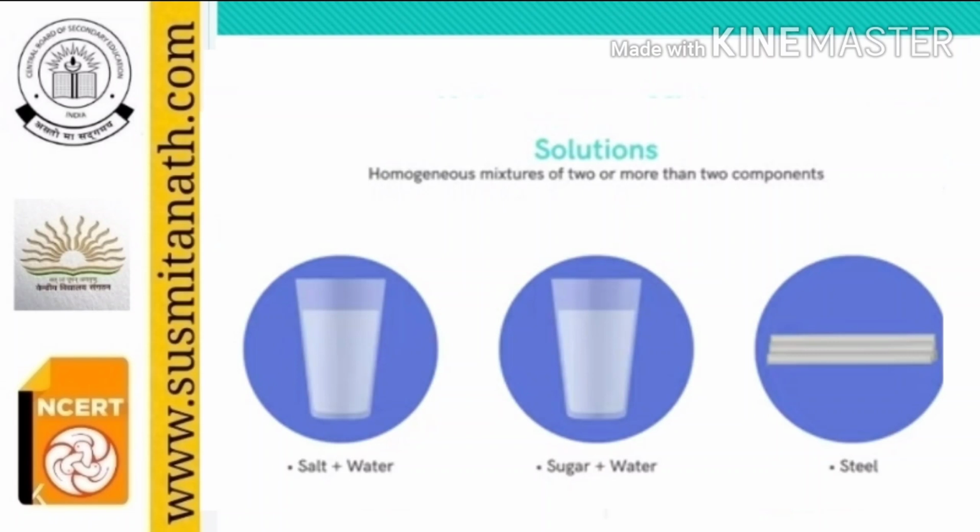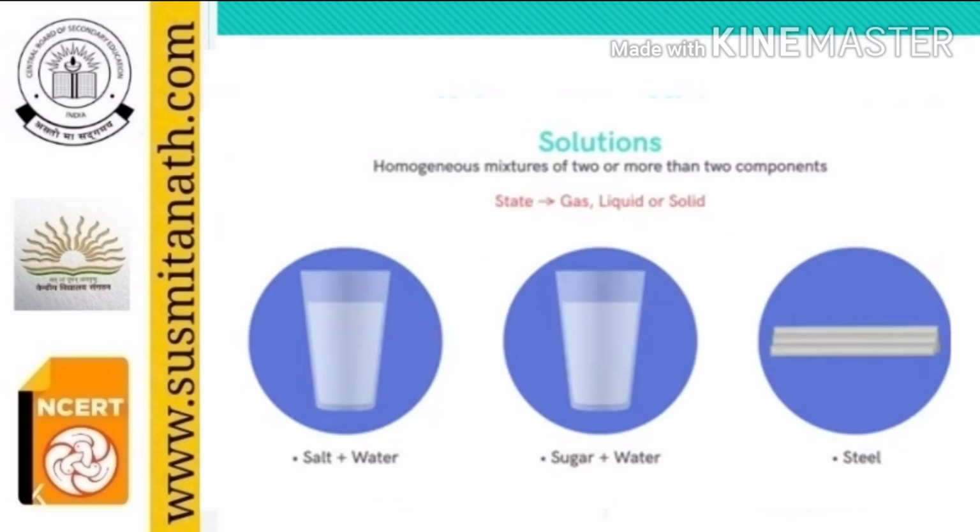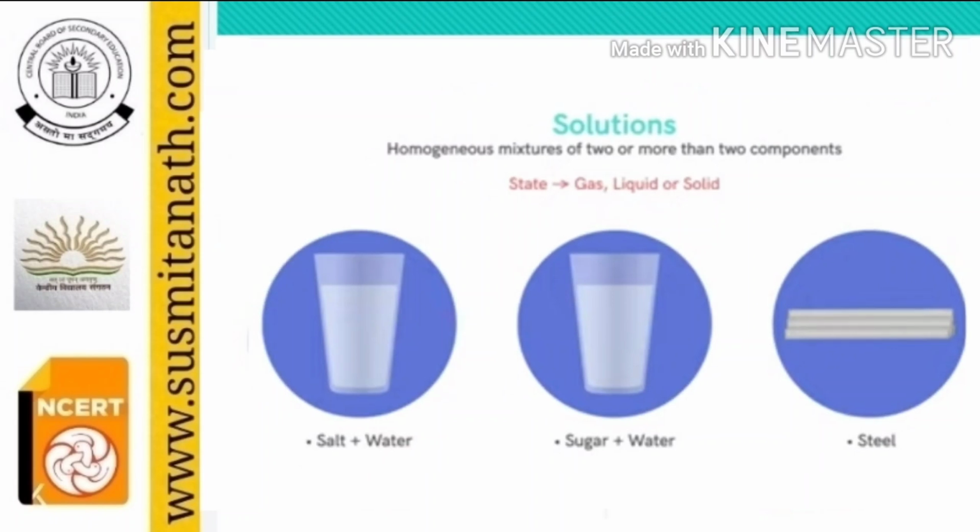Now this type of homogeneous mixture is called a solution. That is, a solution is a homogeneous mixture of two or more than two components. So here salt solution, sugar solution and steel are all homogeneous mixtures or solutions. So solutions need not be liquid, they may be in any state. I hope the topic is clear.